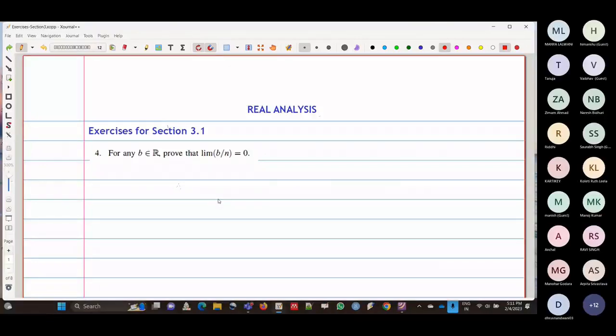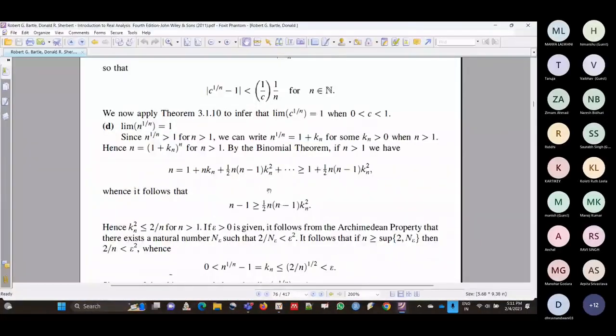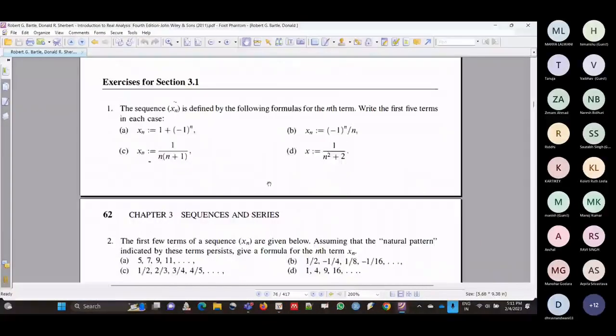A few questions we have already seen. Let me show you all the questions of 3.1. The first question: the sequence Xn is defined by the following formula. This I have already told you: you just need to put in the value of n and then you can find the first five terms.